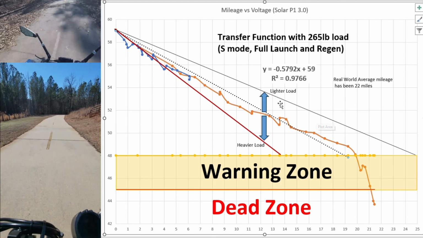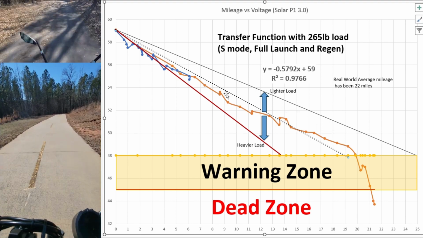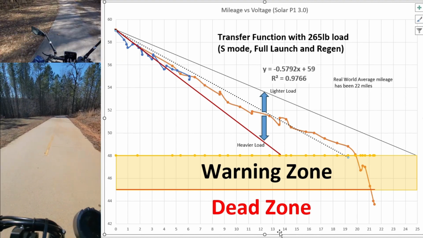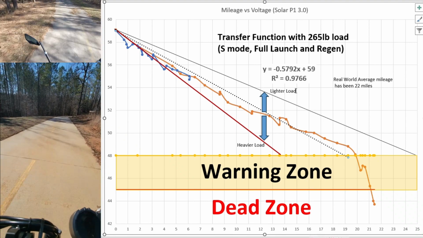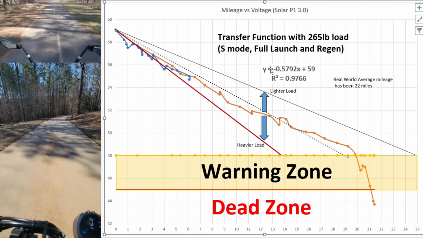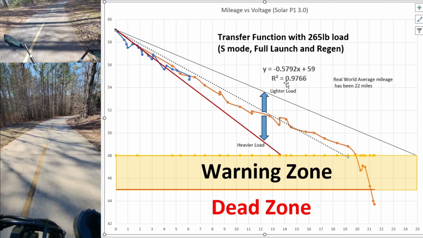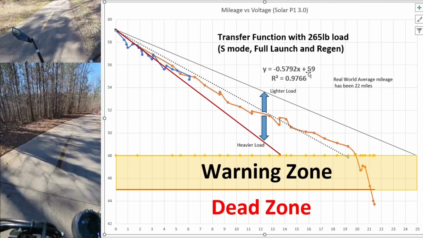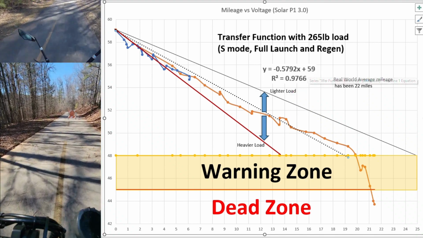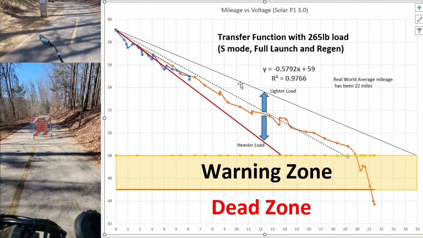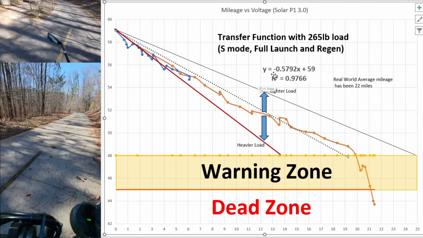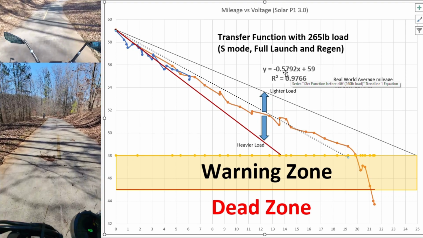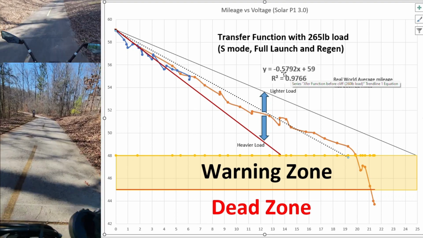Okay, I hope that was easy to understand. It's basically just, how much voltage do I need to go a certain amount of miles? And that's the transfer function. So again, here it is. This R squared factor is just basically how well the data fits. Don't worry about that too much. The y-intercept is basically your starting voltage at 0 miles, no load. But this is what you really want: the slope of this line, because that tells you how many volts per mile.